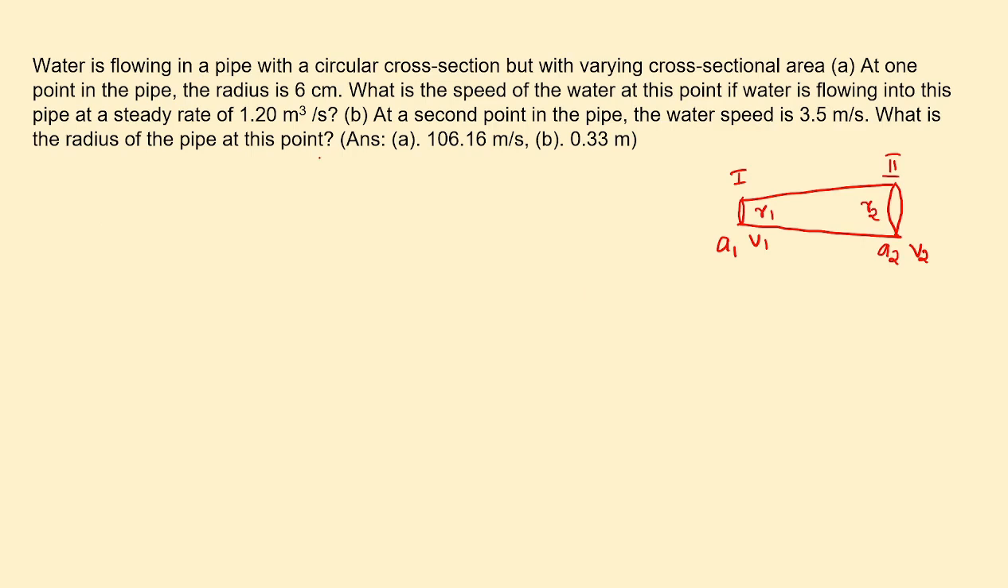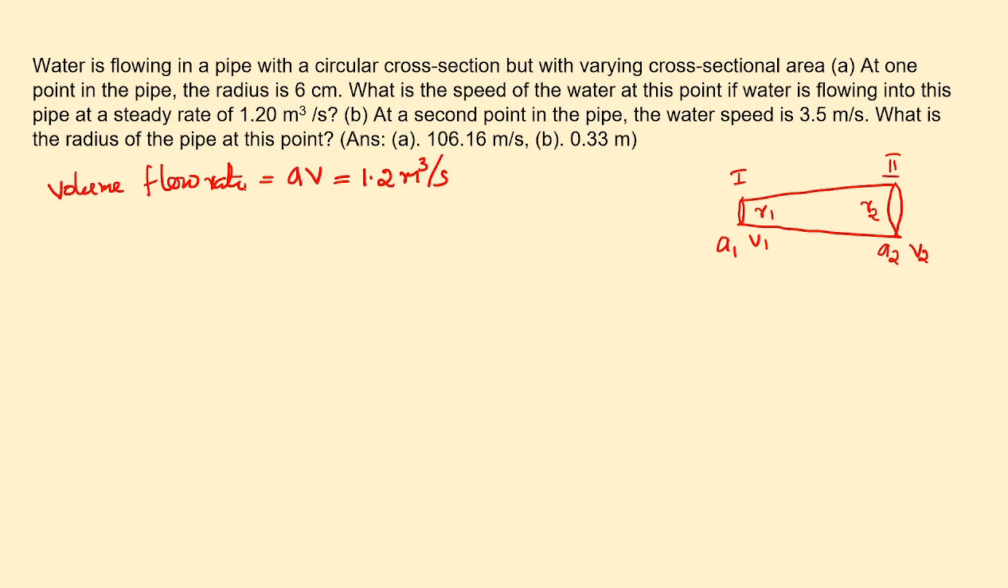Okay, again we are going to use the equation of continuity. We already know the flow rate, so the volume flow rate is equal to A into V, area of cross-section into velocity. This value is already given, that is 1.2 meter cube per second. That is the volume of liquid flowing out in 1 second, the volume flow rate.